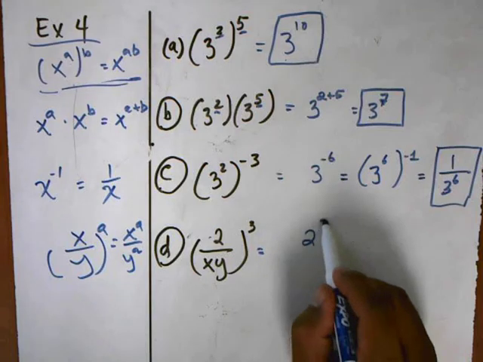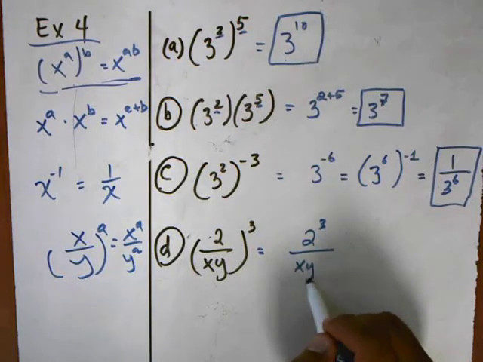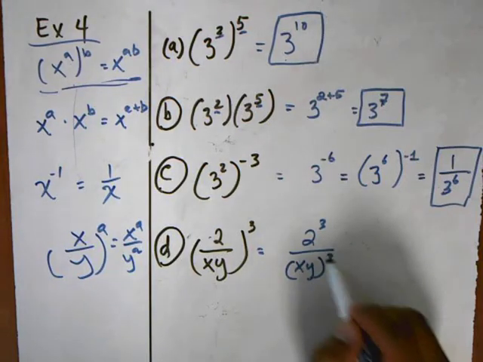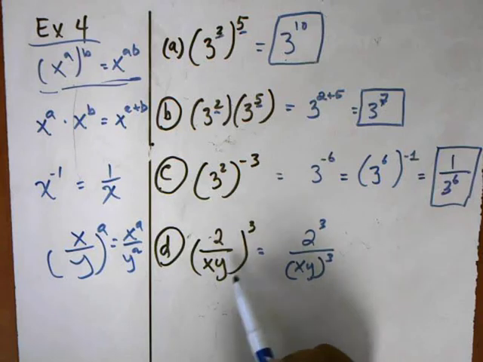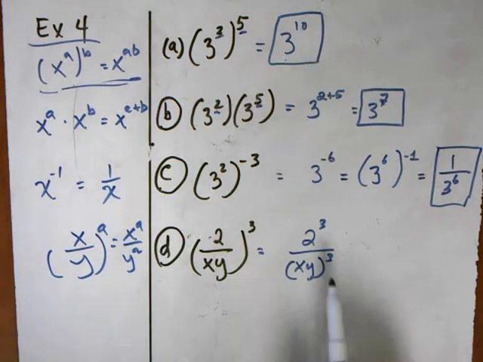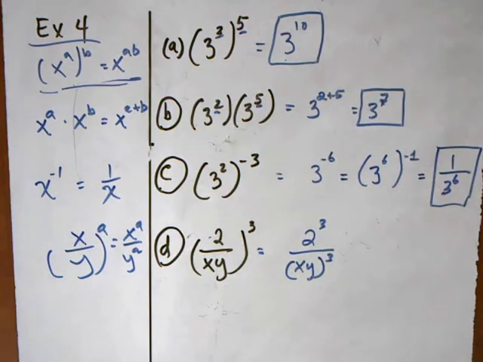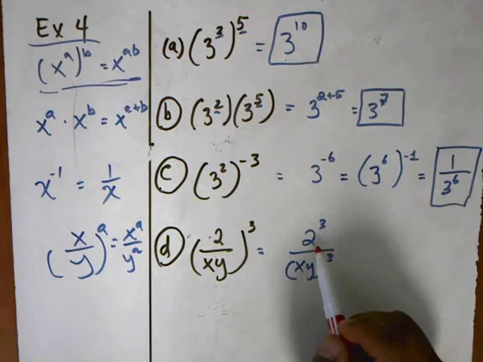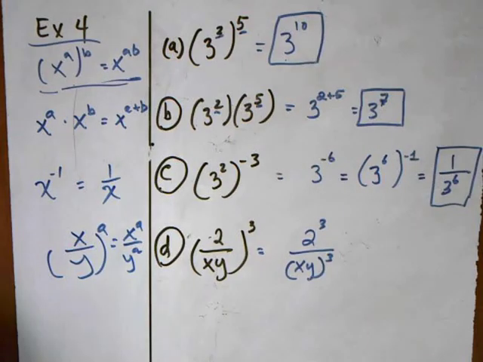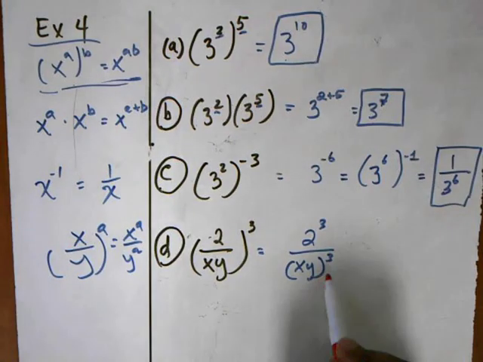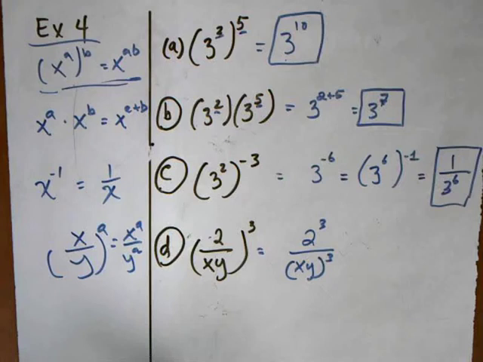This is going to be 2 to the third over (xy) to the third, so applying this power to the top and the bottom. But you have to be careful when you apply it to the denominator, because you have a product here: put parentheses around it. Otherwise, you're going to get into some errors. So the top here is pretty much done, as simplified as it possibly can be. The bottom, though, we can take a few steps further.